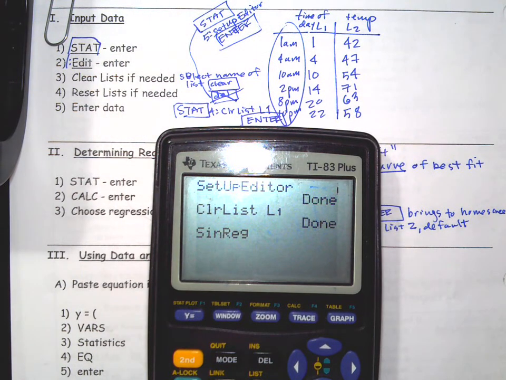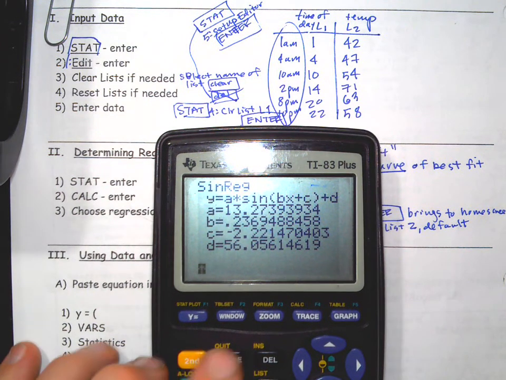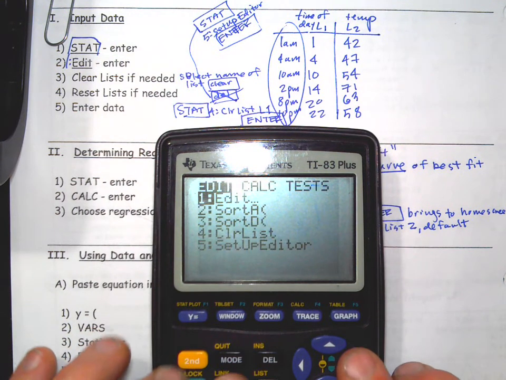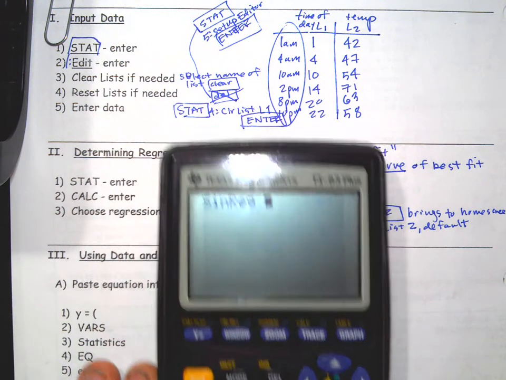If we just hit enter, it's thinking, and there it is. There's your sine regression. That's going to be based off of list 1, list 2. Now, if it's not in list 1, list 2, then you need to tell it which lists. If it is list 1, list 2, you can tell it.